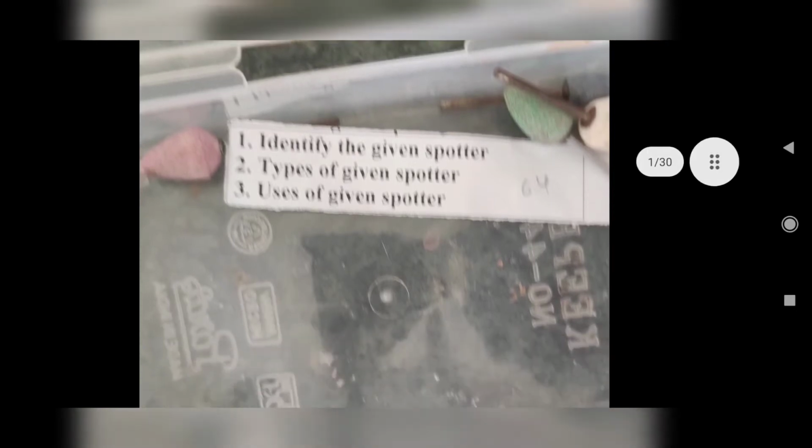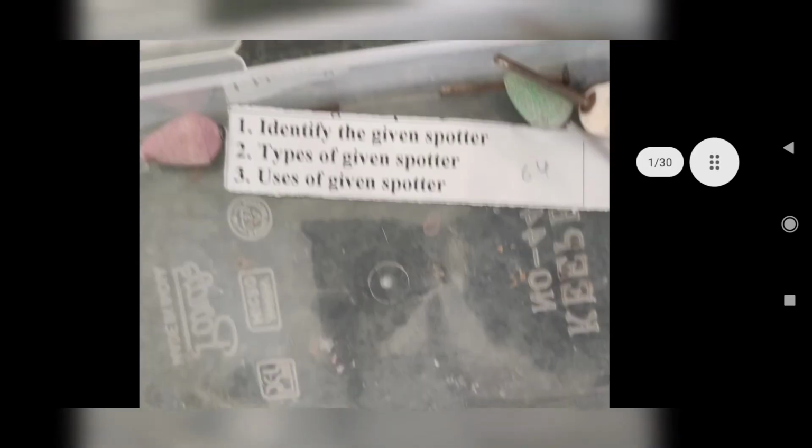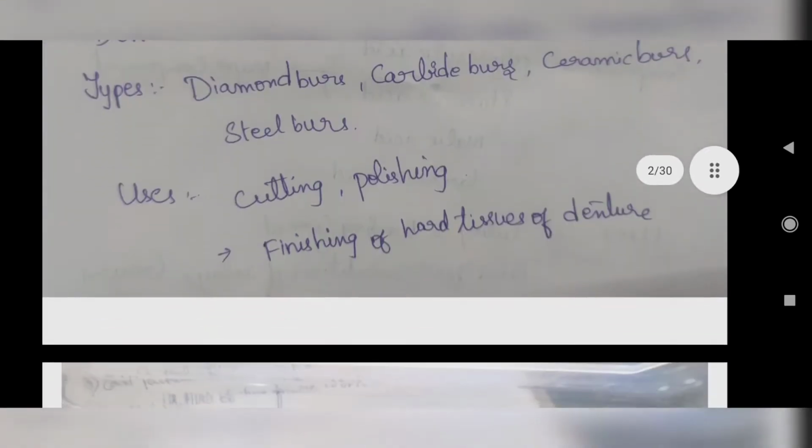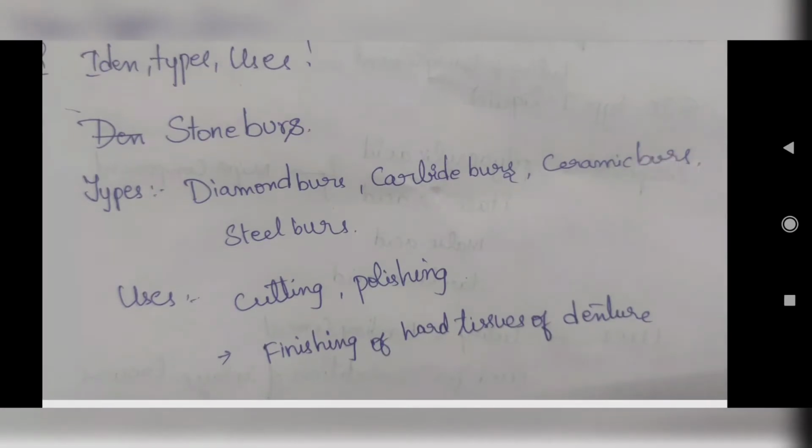So what is this? We have to identify it and we have to tell the types and uses. So these are dental burrs. You can see these are different colors of dental burrs. So these are stone burrs. So they asked the types and uses.